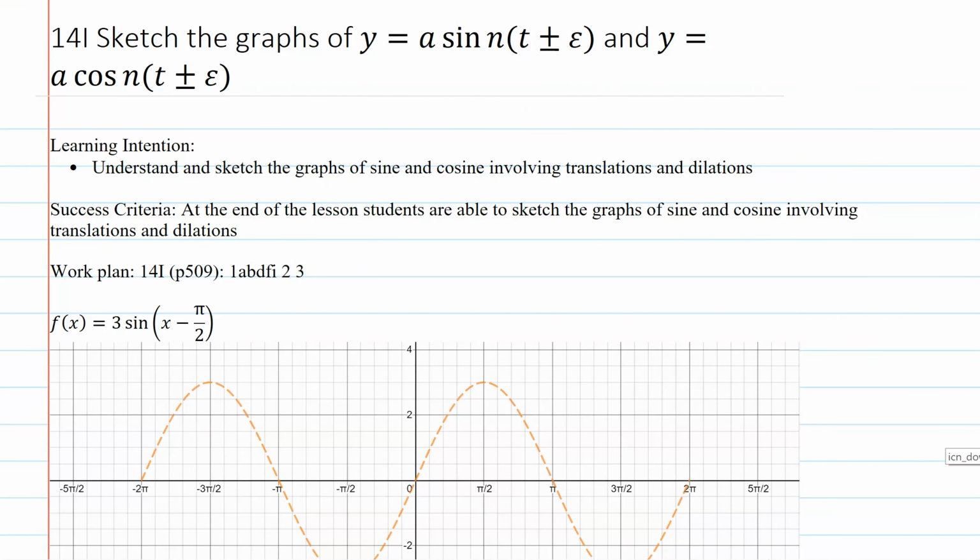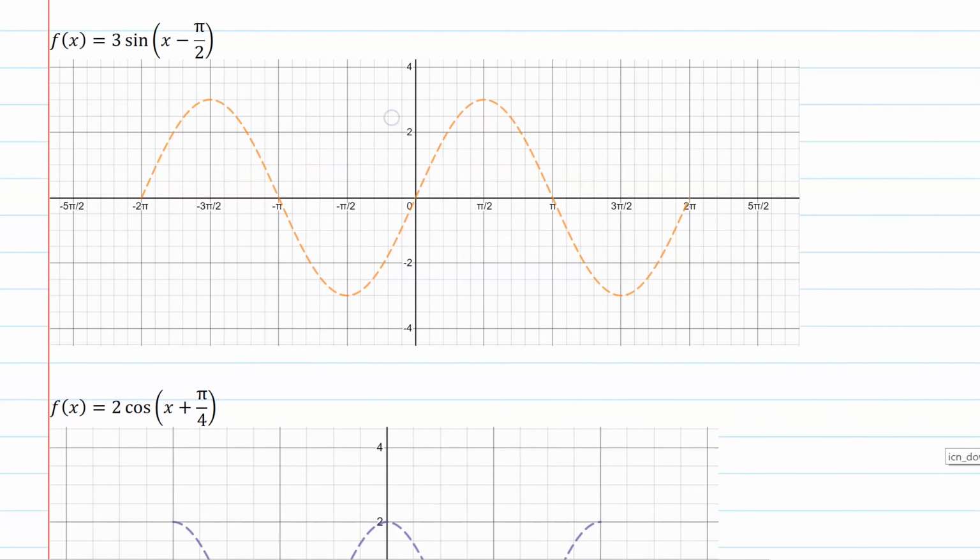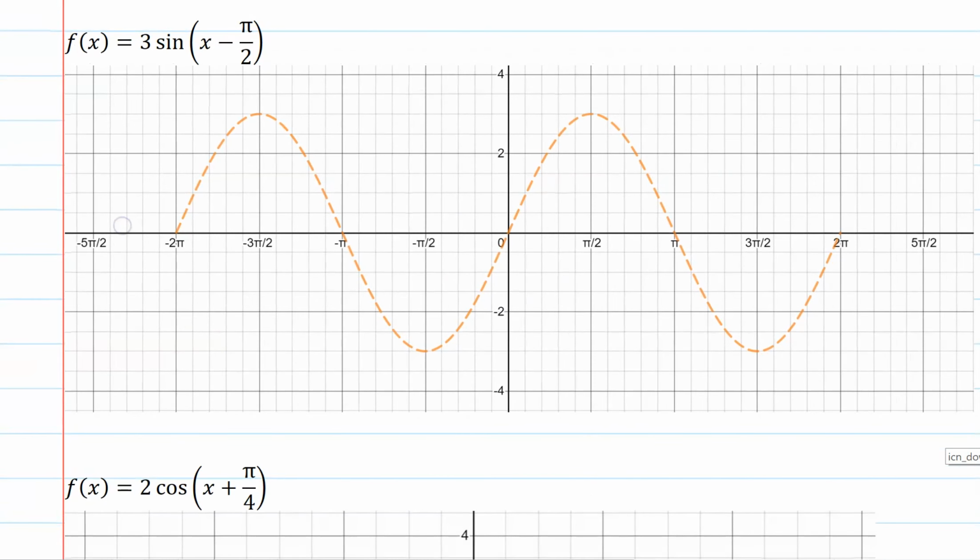Alrighty, here we are, sketching the graphs with translations. You can clearly see it's plus minus. Plus minus means either you translate in the negative direction or positive direction, in this case for the x-axis or the t-axis or the theta axis, whichever axis, or the independent variable. And then we are going to look at pushing up and down, which is translating into the positive and negative direction of the y-axis later.